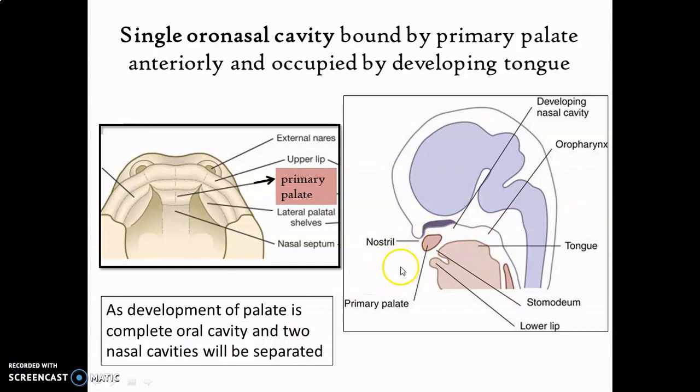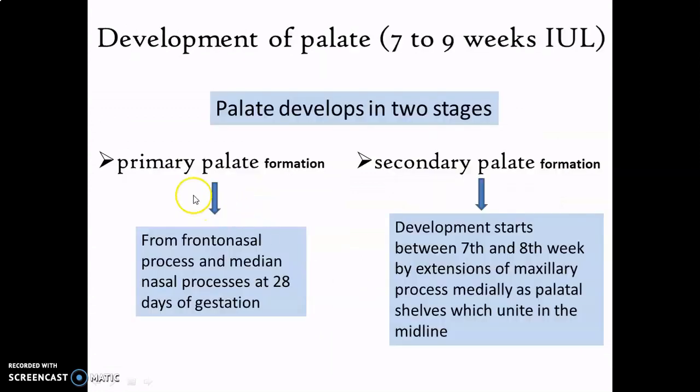So the two nasal cavities and the oral cavity will be separated from each other only when the development of palate is complete. So let's see how this development of palate gets completed. As I said already, the primary palate, the first stage, forms by the fusion of frontonasal process and median nasal processes at 28th day of gestation.